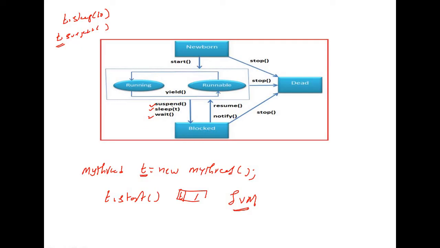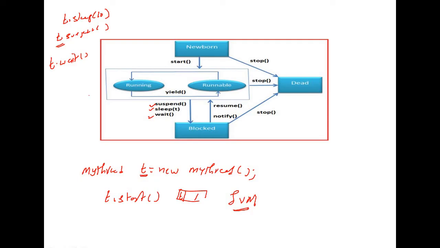Whenever there is a resume method, at that time it will enter the runnable state. If we are not writing this resume method, it will remain in the suspended state only. For example, if I write t.wait, then it will enter the blocked state. To get it back, we have to apply the notify method. Means for suspend, the combination is resume. For wait, the combination is notify.